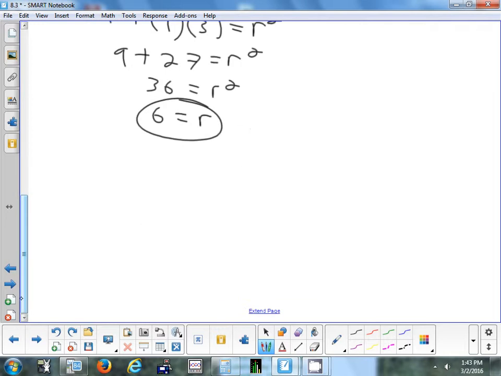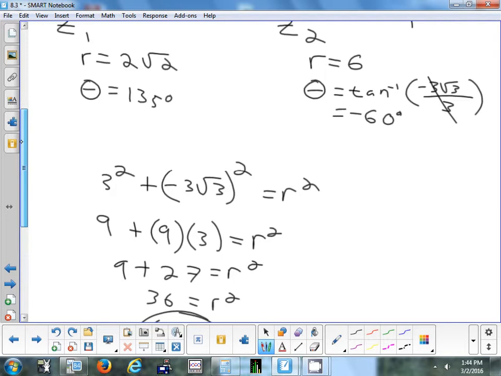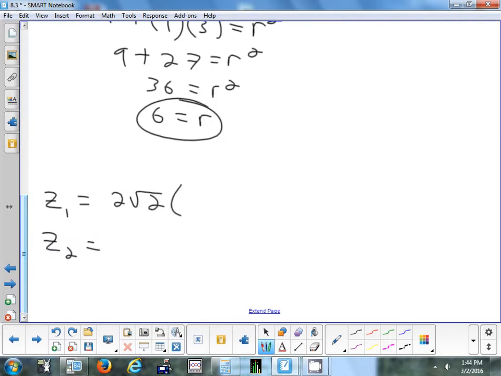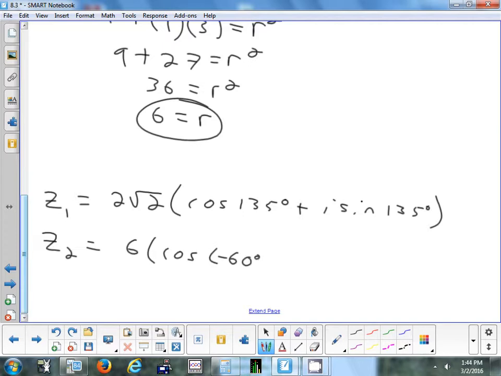All right, so let's write our points. Z1 is 2 root 2, cosine 135, i sine 135. What was my radius for Z2? 6, and my angle is negative 60. Again, it's okay to leave the negative because this is not the final answer.